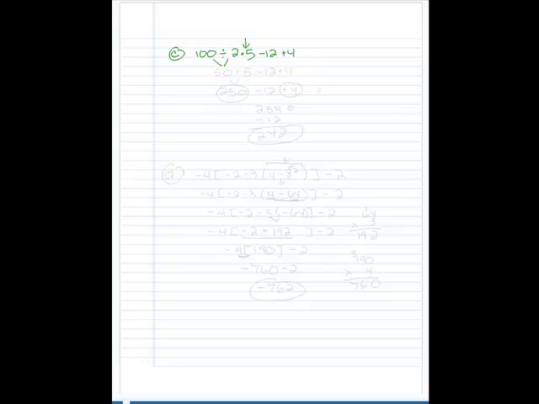100 divided by 2 gives me 50. Bring down everything else. And then you do the multiplication. 50 times 5 gives me 250.